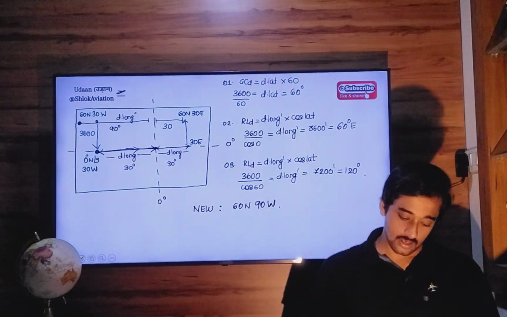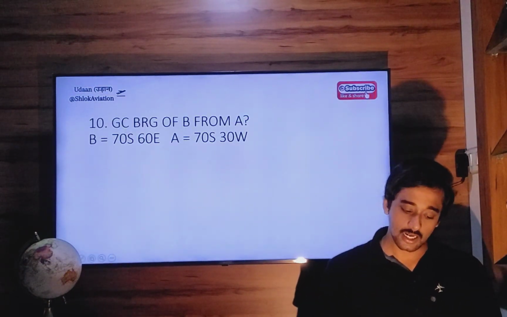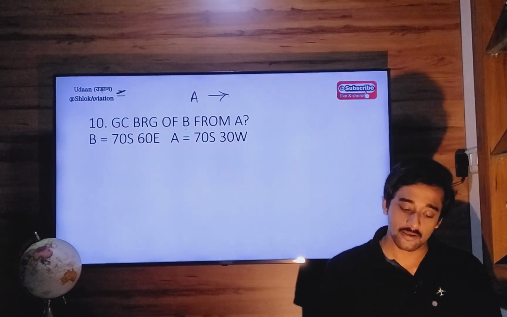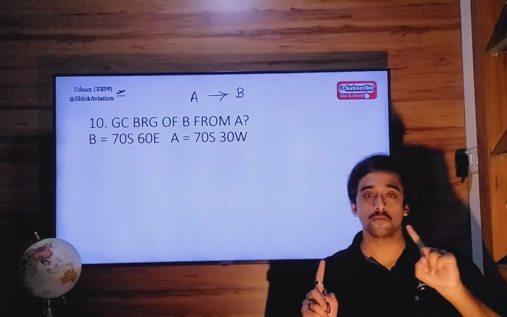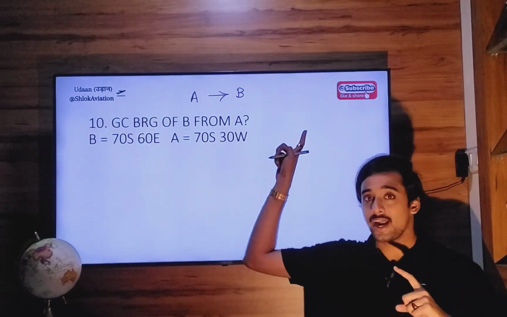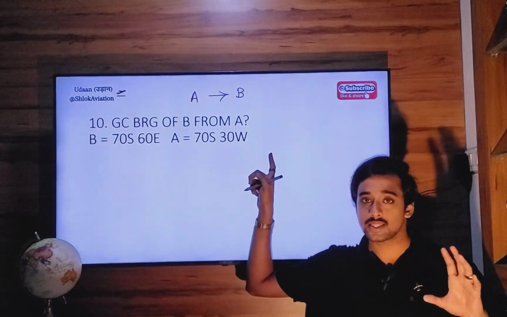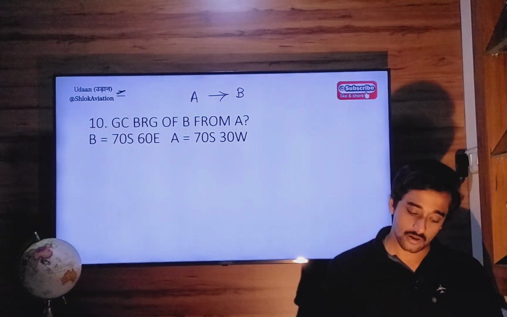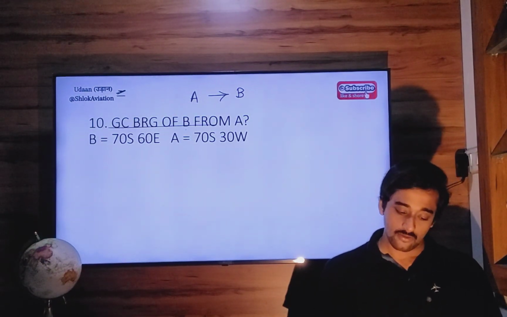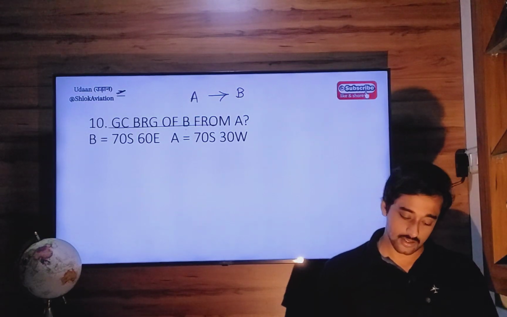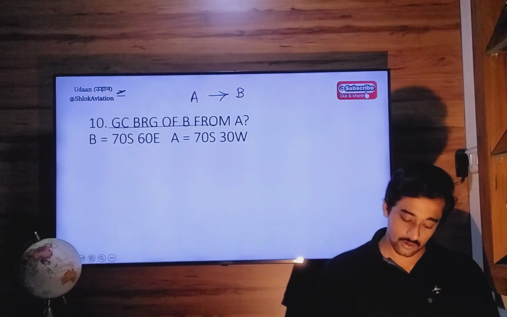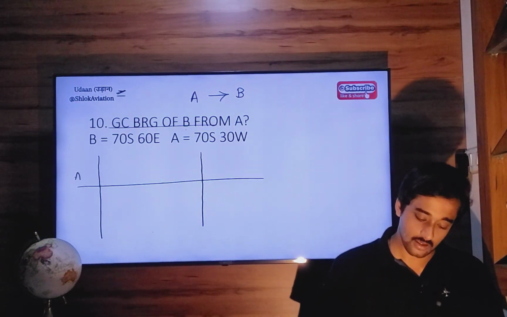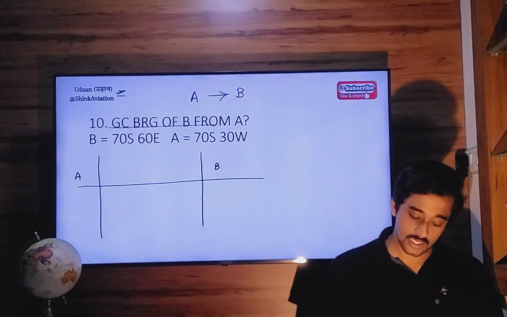Okay. Next, last: great circle bearing of B from A. So B from A means you are going from A to B. So I can say I am traveling from A to B, or I can say I am arriving at B from A. Either way, the meaning is the same. So we have to travel from A to B. So A is 30 west. Both are at the same latitude. A, B, and the great circle is this.